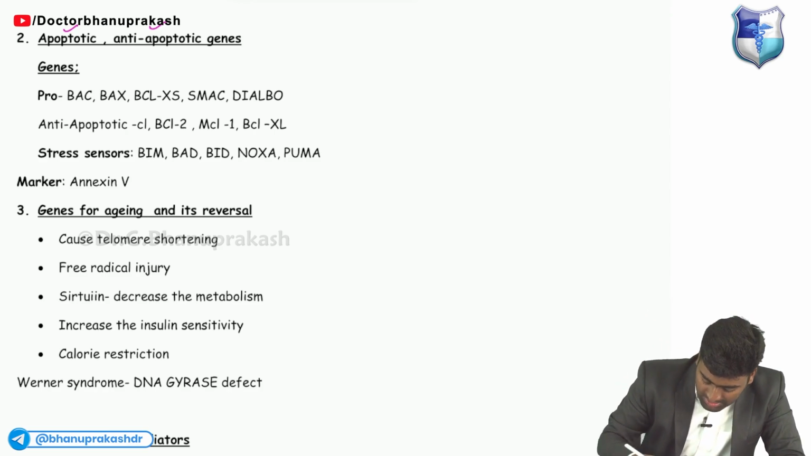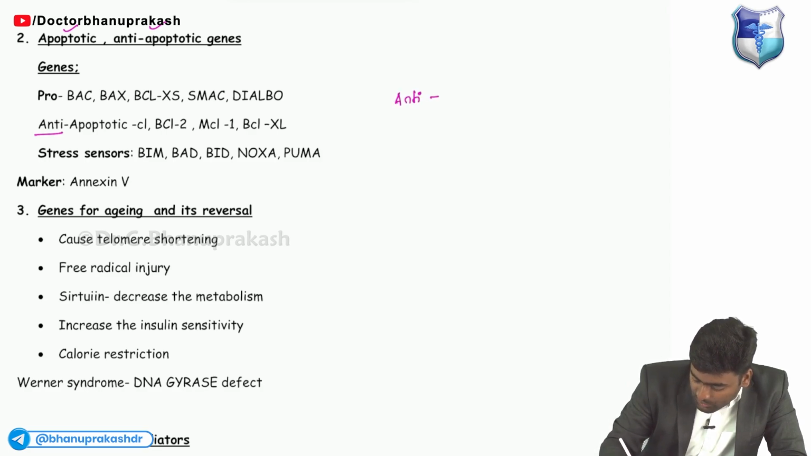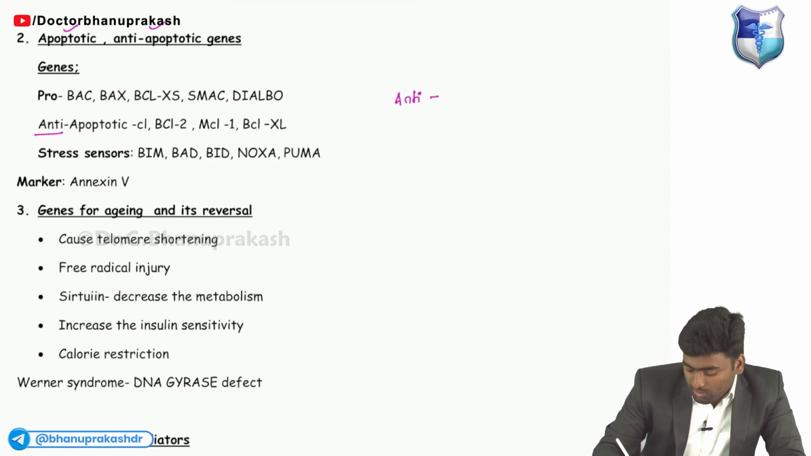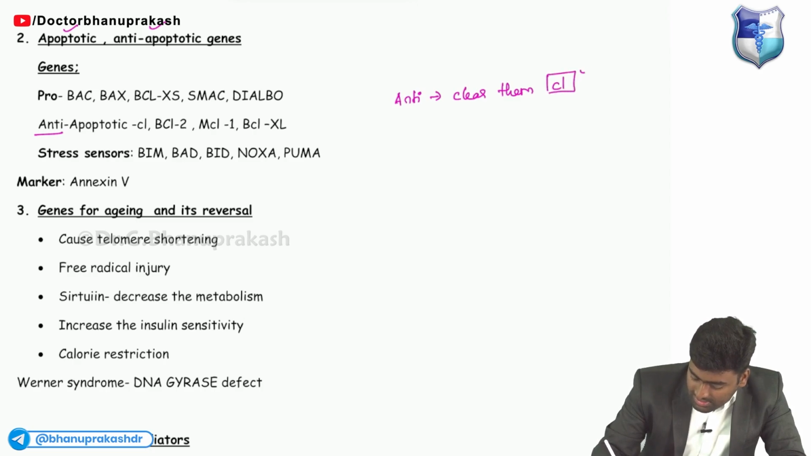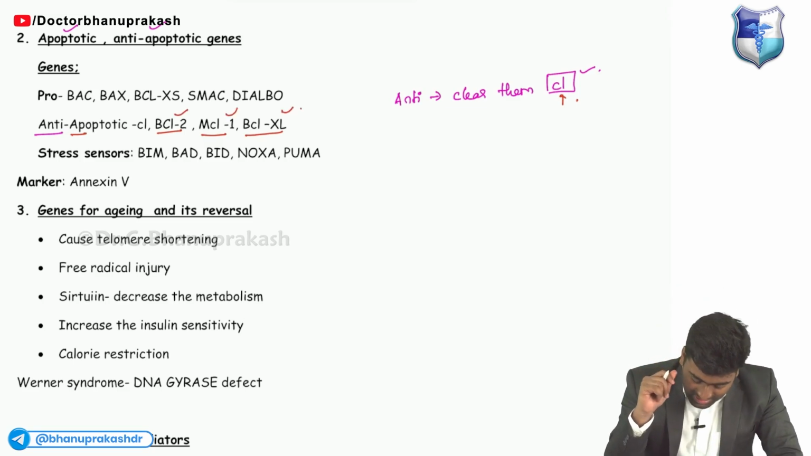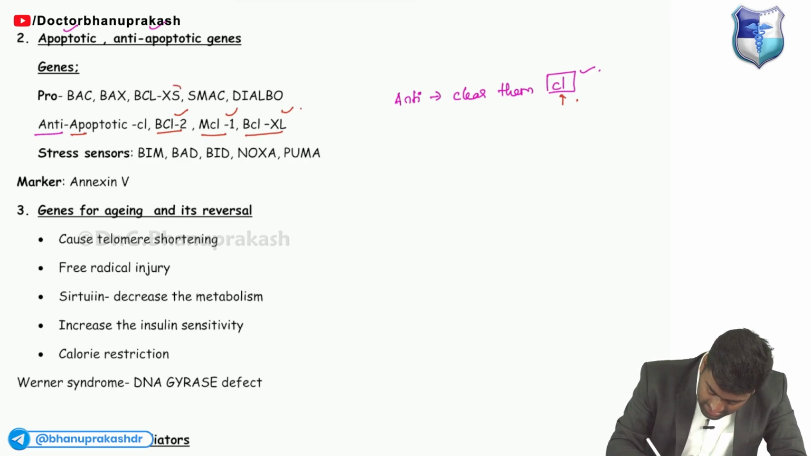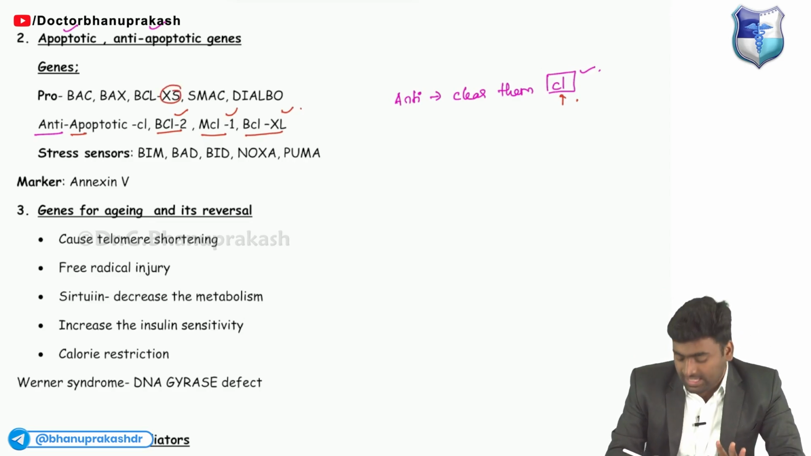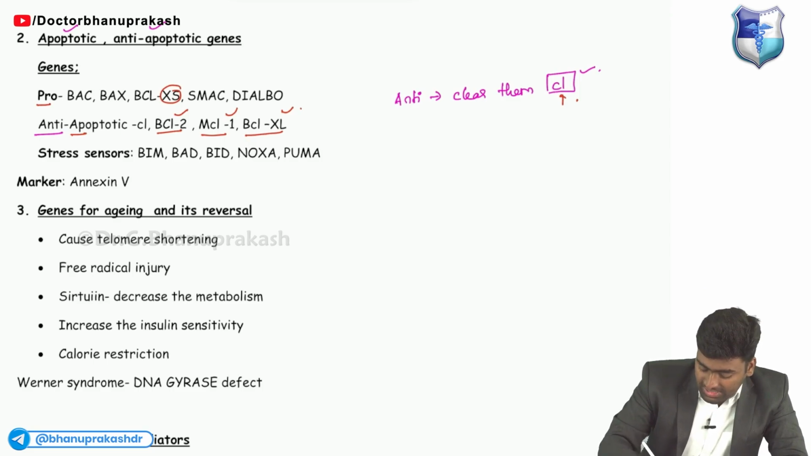So how I used to remember is, if you see this one is anti, okay, if there is someone anti to you, or someone against you, what will you do? You will clear them. So remember, every anti will have the suffix Cl, mostly Cl and L. So the anti-apoptotic genes are BCl2, MCl1 and BClXL. Whereas you should be vigilant: there is one more BCl, but it is not XL, it is XS. It is pro-apoptotic in nature.